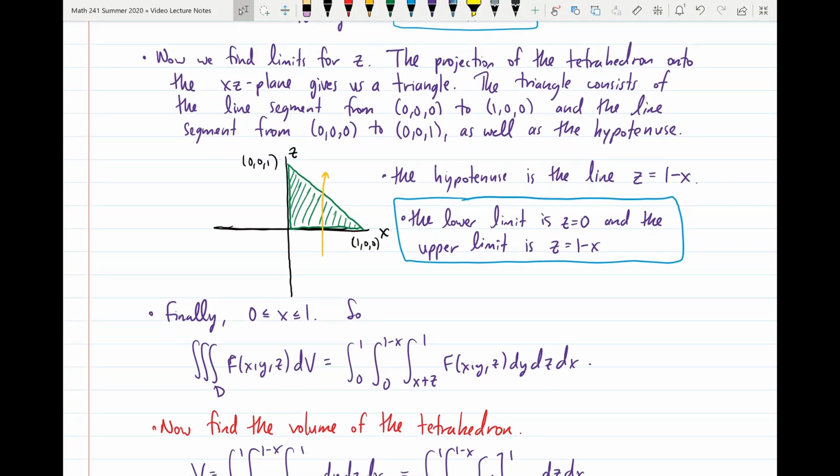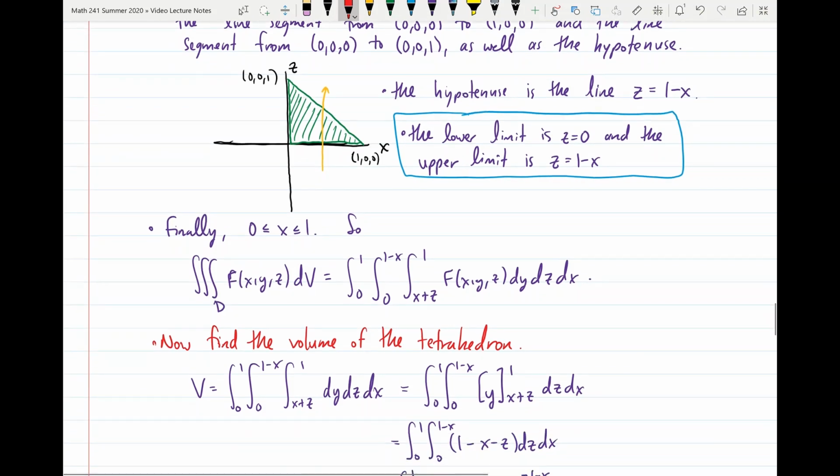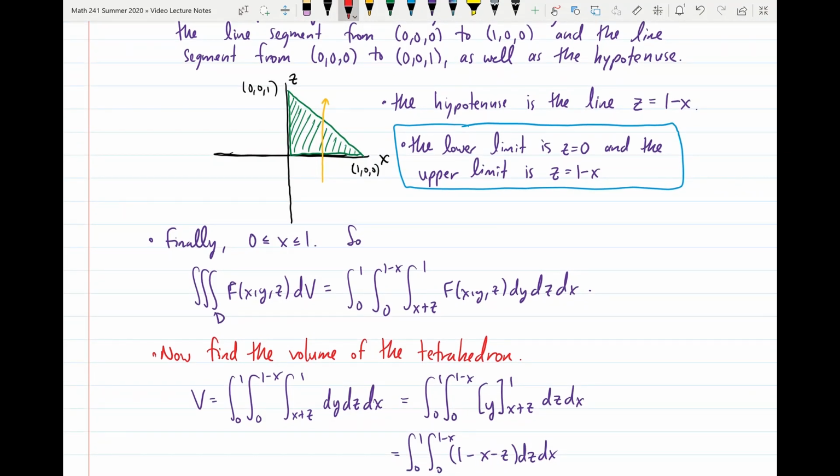And the hypotenuse ends up being the line z equals 1 minus x. And so the lower limit is z equals 0, and the upper limit is going to be z equals 1 minus x for our variable z. And then finally, the easiest limit of integration to find, we have that x is between 0 and 1. So you can just see that even from the region we are drawing here in the xz plane. So x goes from 0 to 1.